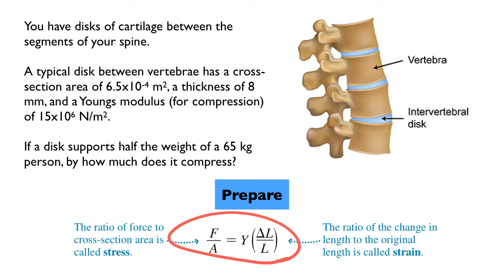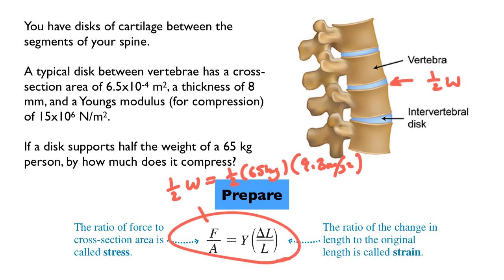Now the force that's applied to the vertebra is basically 1/2 the weight of the person, because we're told that a disc is supporting half the weight of a person, and so it's being pushed on with half the weight of a person. It's pushing back with half the weight of a person. So this is 1/2 of the weight of a 65 kilogram person: 1/2 times 65 kilograms times 9.8 meters per second squared. That's my expression there. The cross-section area is given in the problem statement as 6.5 times 10 to the minus 4th meters squared. So that's what goes here.